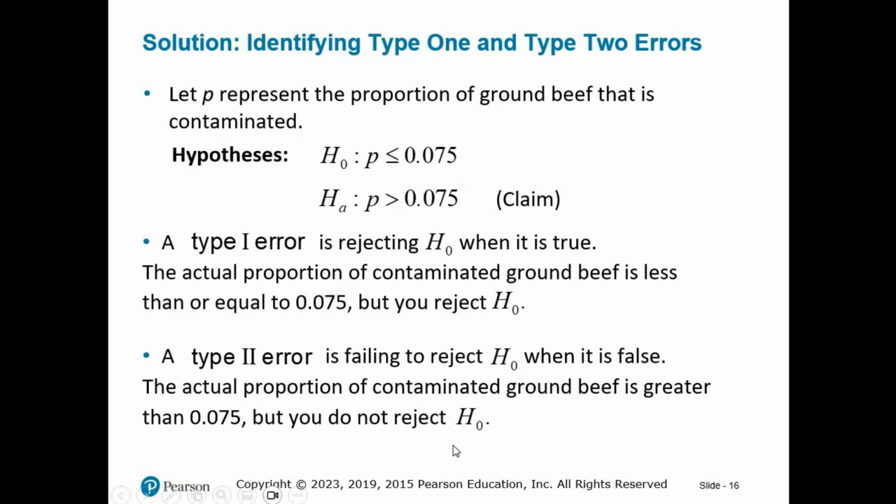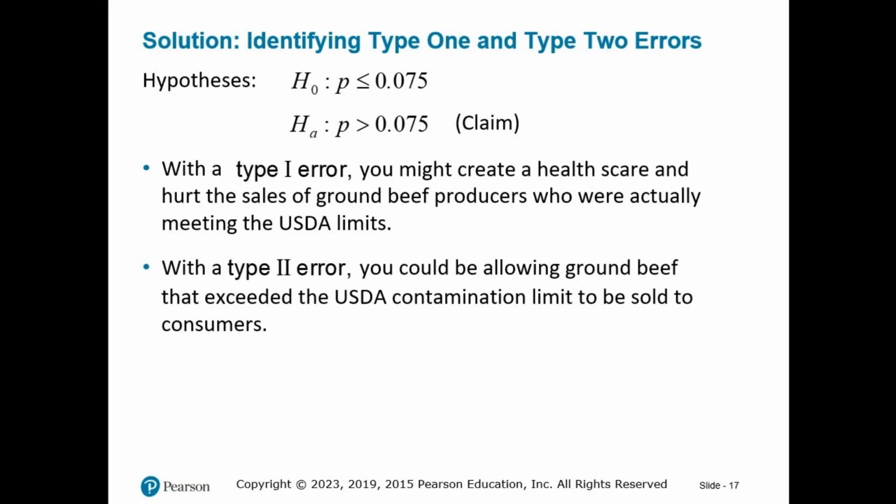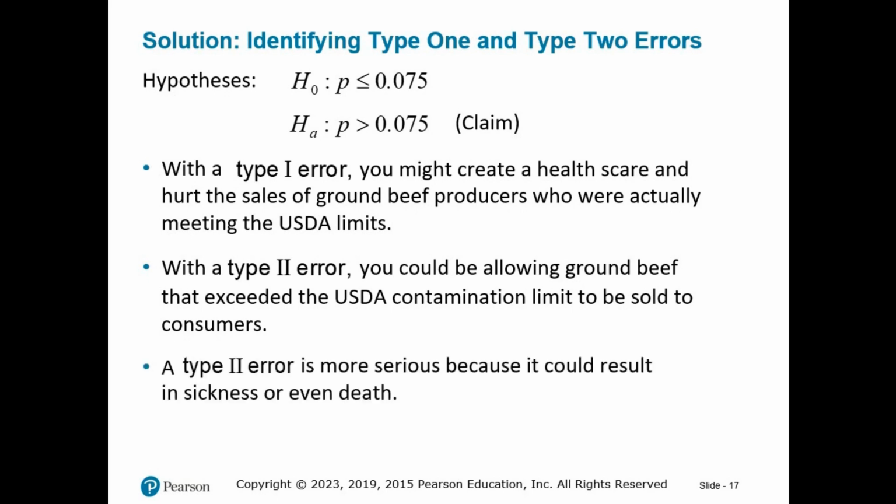Let's look at the repercussions and which would be more dangerous. With a type 1 error, where we believe there is more contaminated meat than has actually been told to us, you might create a health scare and hurt the sales of ground beef producers who are actually meeting the USDA limits. This could have serious economic consequences. But with a type 2 error, where you ignore the inspector's warning and fail to reject the null hypothesis, you could be allowing ground beef that exceeded the USDA contamination limit to be sold to customers, which could cause a serious health situation. A type 2 error is more serious because it could result in sickness or even death.